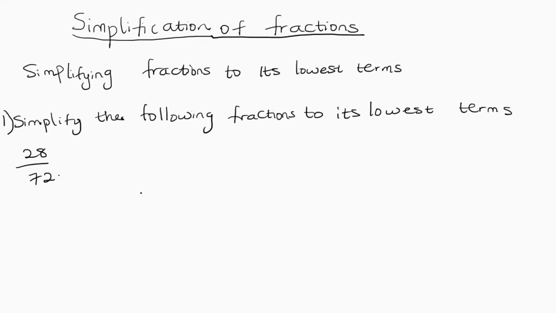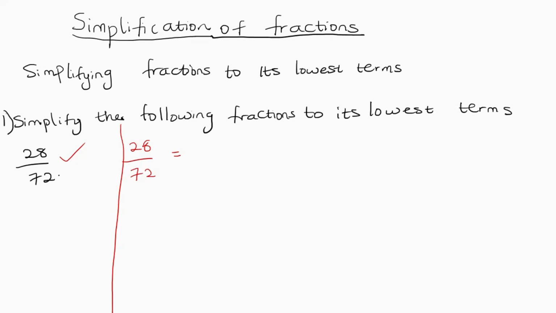Now the first example states we should simplify the following fraction to its lowest term, and we have the fraction to be 28 over 72. So we want to simplify this to its lowest term, and guys, this is how we can do this. So the first thing we want to do is to bring out our digit, which is 28 over 72. You want to think of a number that can divide both 28 and 72. So right here guys, the first number that comes to mind is 2.